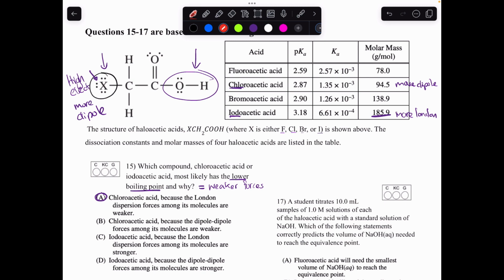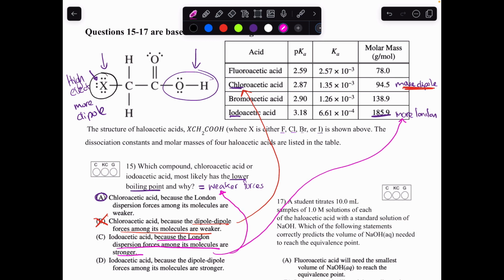B, chloroacetic acid because the dipole forces are weaker. But as we identified up here, the chloroacetic has more dipole, and so that is a false statement in claiming that the dipole forces are weaker. The next one says iodoacetic acid because the London dispersion forces in that molecule are stronger, which is a true statement. We do know its London are stronger, but that would not support the fact that we're looking for the lower boiling point. So it would not be lower because its forces are stronger. And then the last one, false claim, where it says the dipole forces are stronger, which is also false.